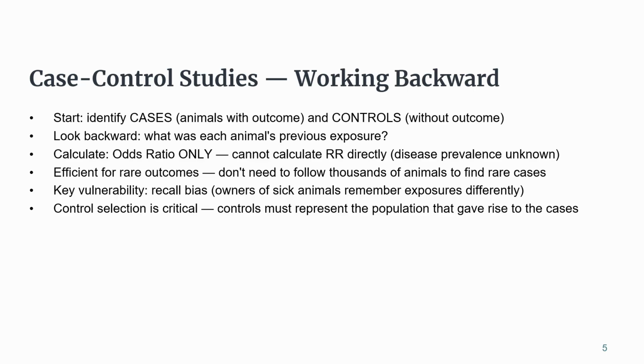Control selection is where case control studies most often go wrong. Controls need to represent the same population that would have become cases if they'd developed disease. Hospital-based controls, convenient but common in veterinary medicine, may differ systematically from community controls.